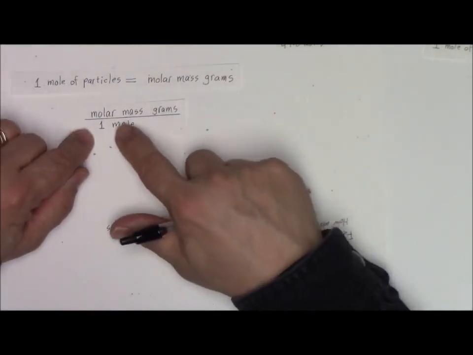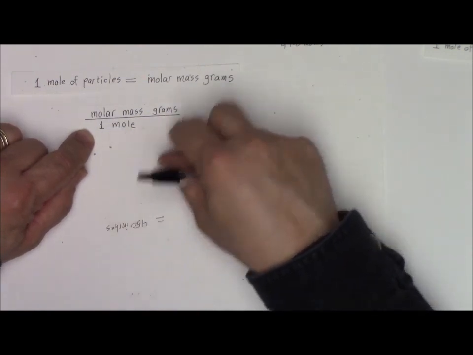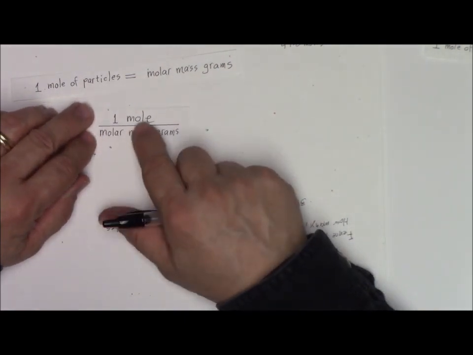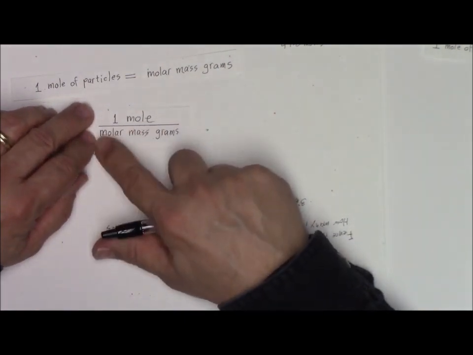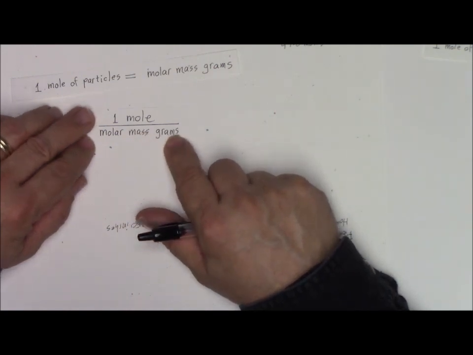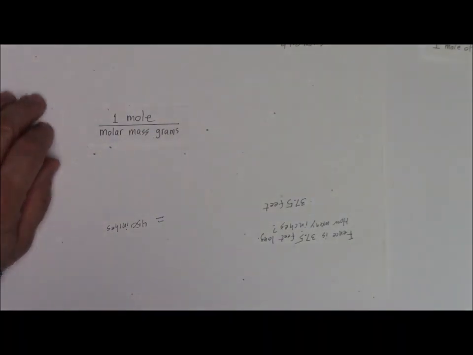One conversion factor is the molar mass in grams per 1 mole. And the flip of that is 1 mole of a substance per molar mass in grams of that substance. All right, let's see how we would use that.